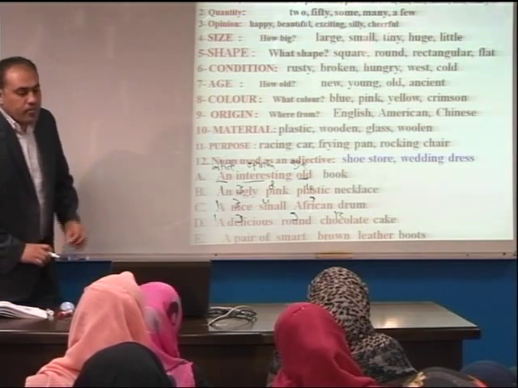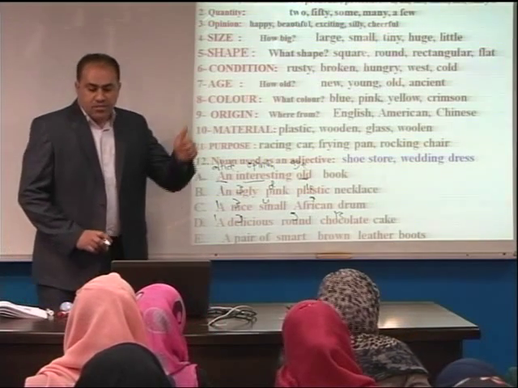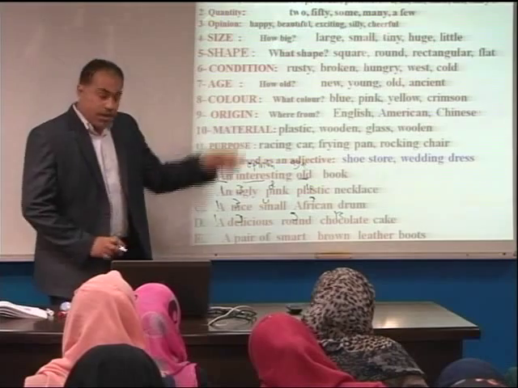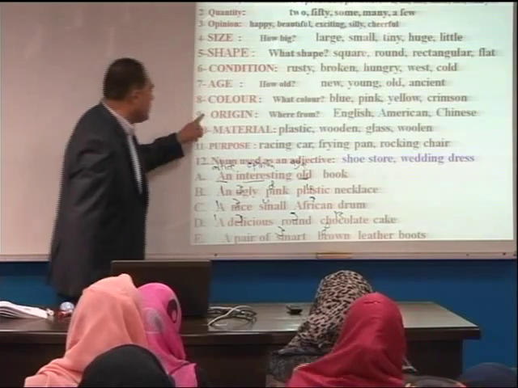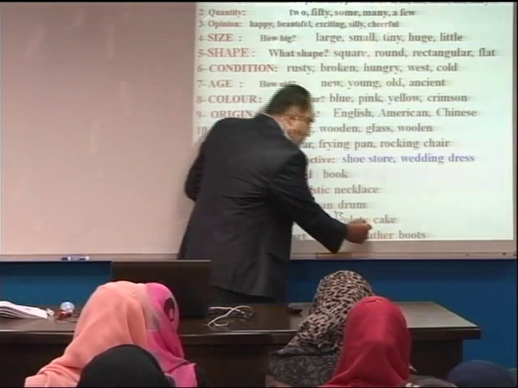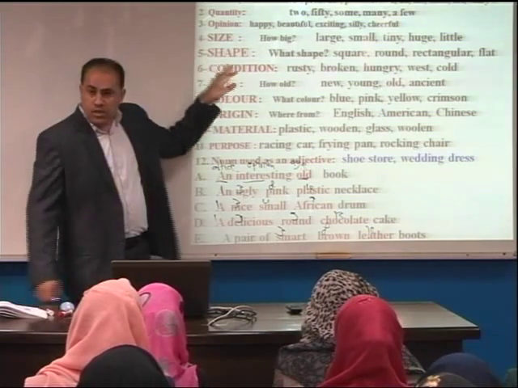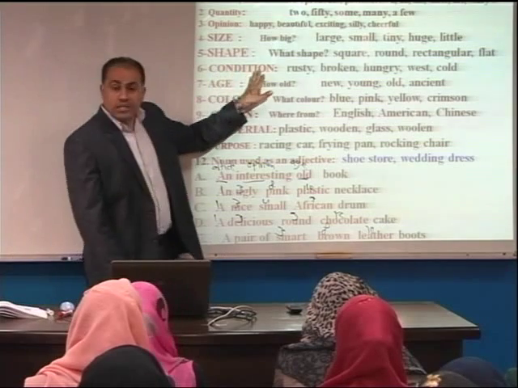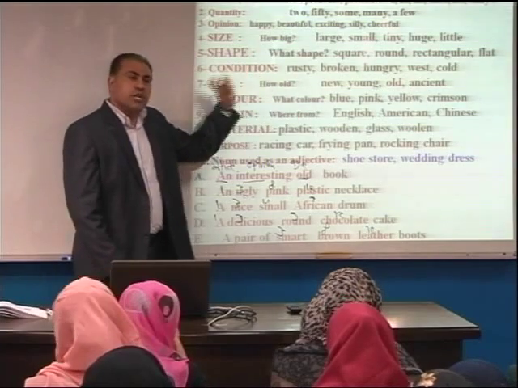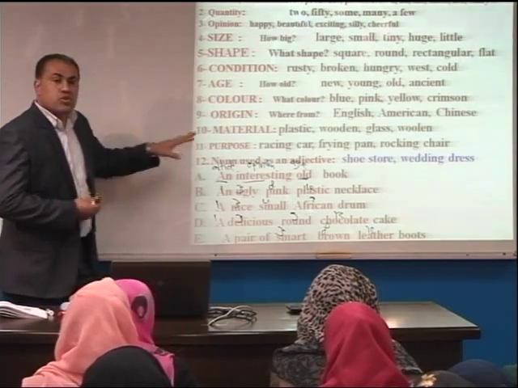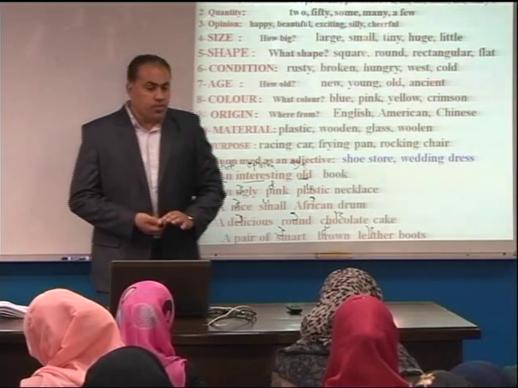Let's see the last one. A pair of smart brown leather shoes. So we have smart is opinion. Brown, number 8. Leather is the material, and it is number 10. So as you can see here, we have an order. Generally size adjectives come before condition or shape adjectives. Adjectives relating to age come before color and so on. So we have to remember or learn this kind of order whenever we use adjectives.